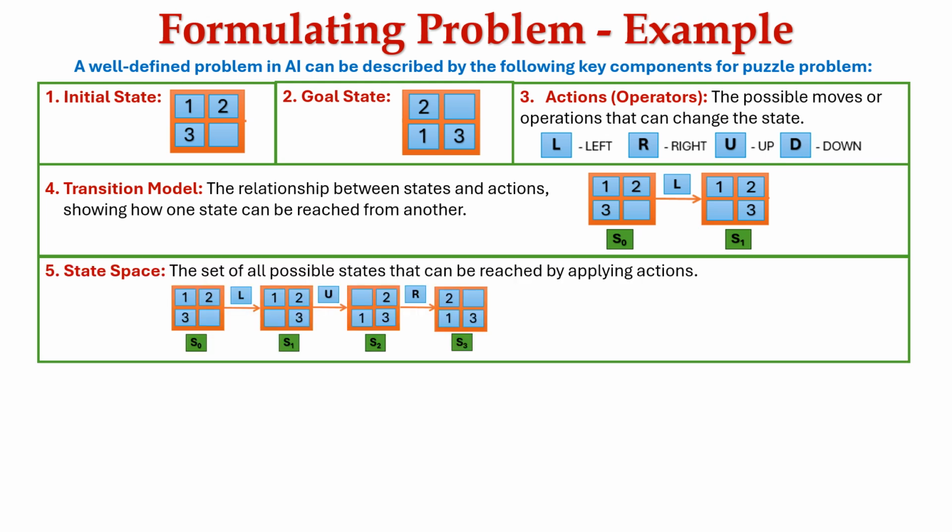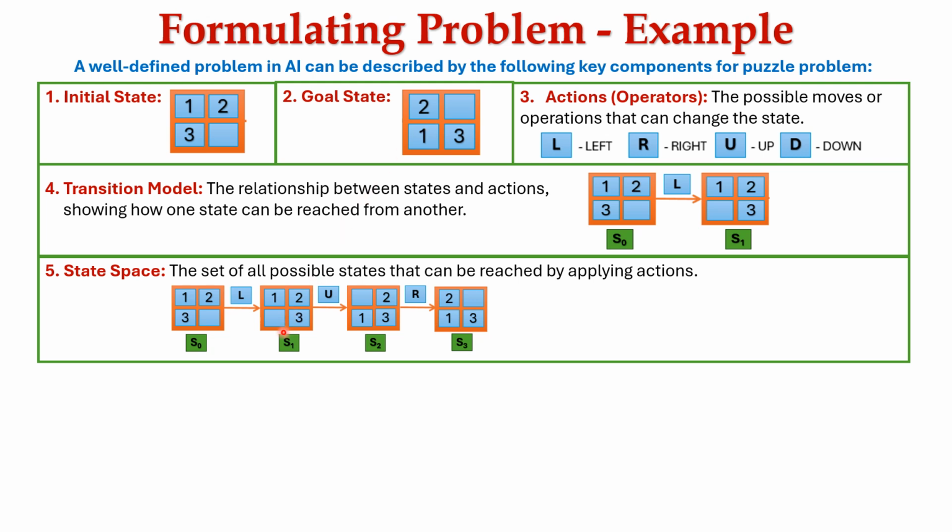The next component is state space. The set of all possible states that can be reached by applying actions is represented as state space. Let's have an example here. Here, the blank space starts at the bottom right position and the state is represented as initial state S0, which is already given in the problem formulation. The blank space moves left by swapping with 3 and reaches the state S1. So now we need to check the state S1 with the goal state, whether it is matching or not. No, it is not matched.